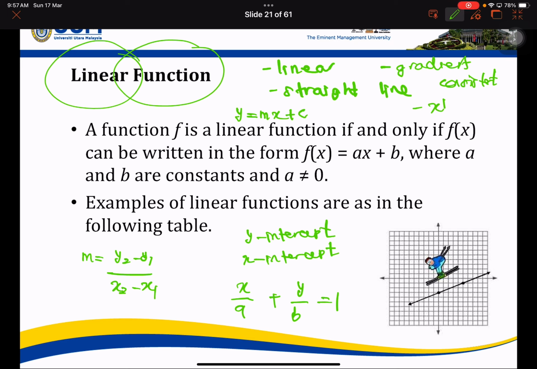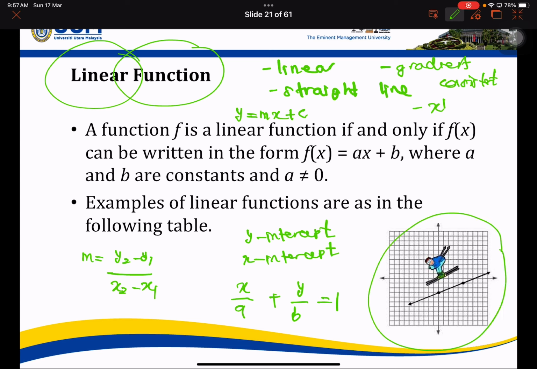Okay. What is A there? That one is, okay, the whole thing here is intercept form. So what is A there? Yes, A is X-intercept, B? Y-intercept. Okay. Alright, at least we have some idea.